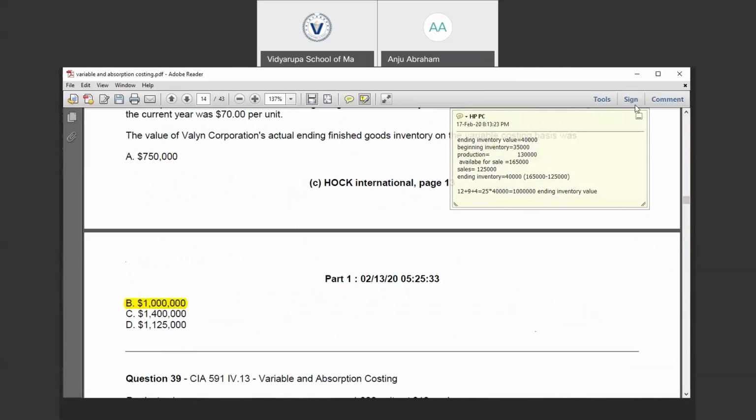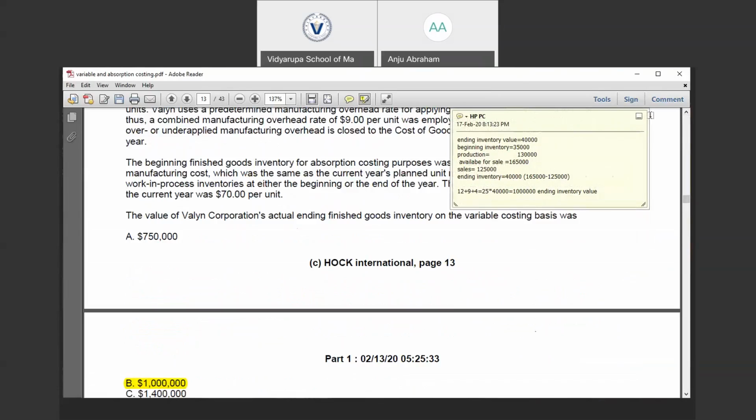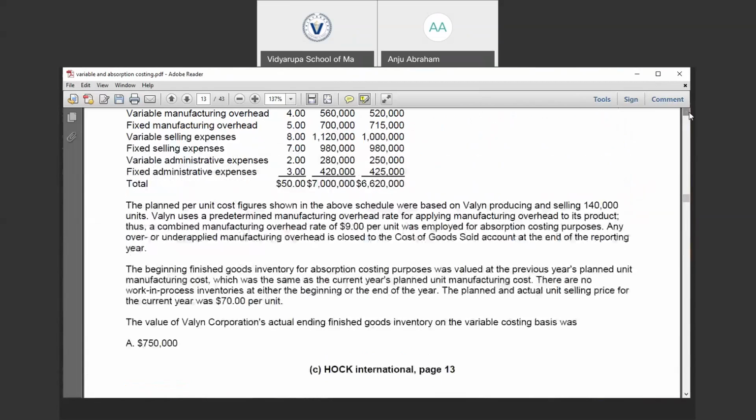Are you clear? The second paragraph says something about manufacturing overhead, so let's read the second paragraph. The per unit cost figures shown in the above schedule were based on Variant's planned production and selling of 140,000 units. So we are given the per unit figures. These per unit figures are based on the planned activity level of 140,000 units of production and selling.